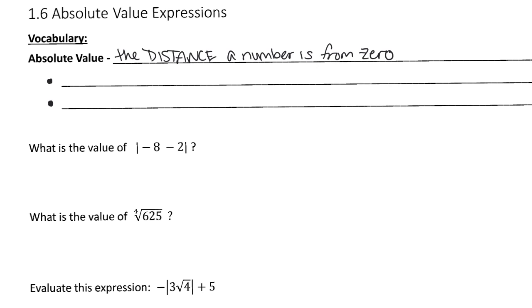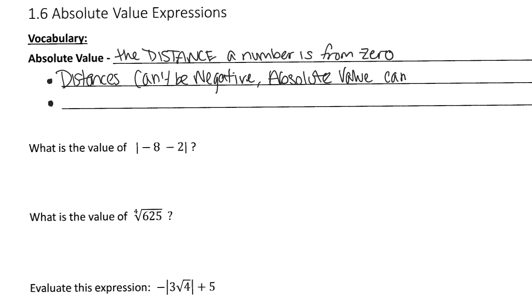So now we have 2 bullet points here. Distances can't be negative. So that in turn means that absolute value can't be negative. Because we can't ever have negative distances, then our absolute value can't be negative either.